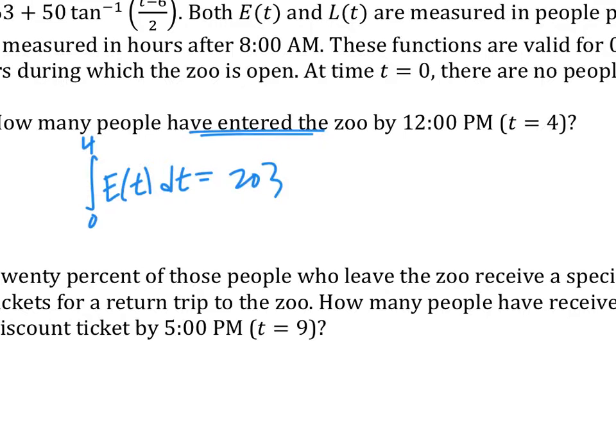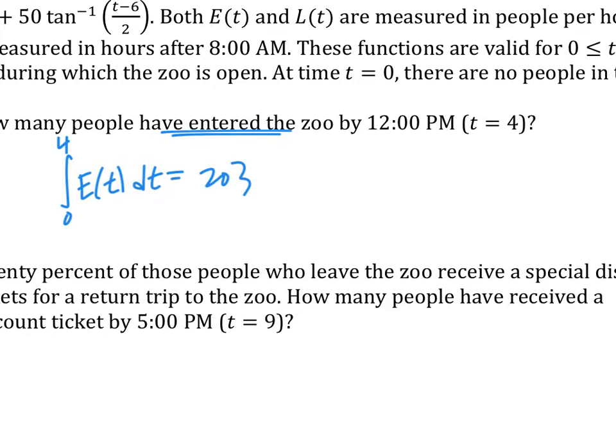Okay, 20% of those people leaving the zoo will receive a special discount ticket for a return trip to the zoo. How many people have received a discount ticket by 5 p.m., which is t equals 9? Easy. Just look at how many people have left.